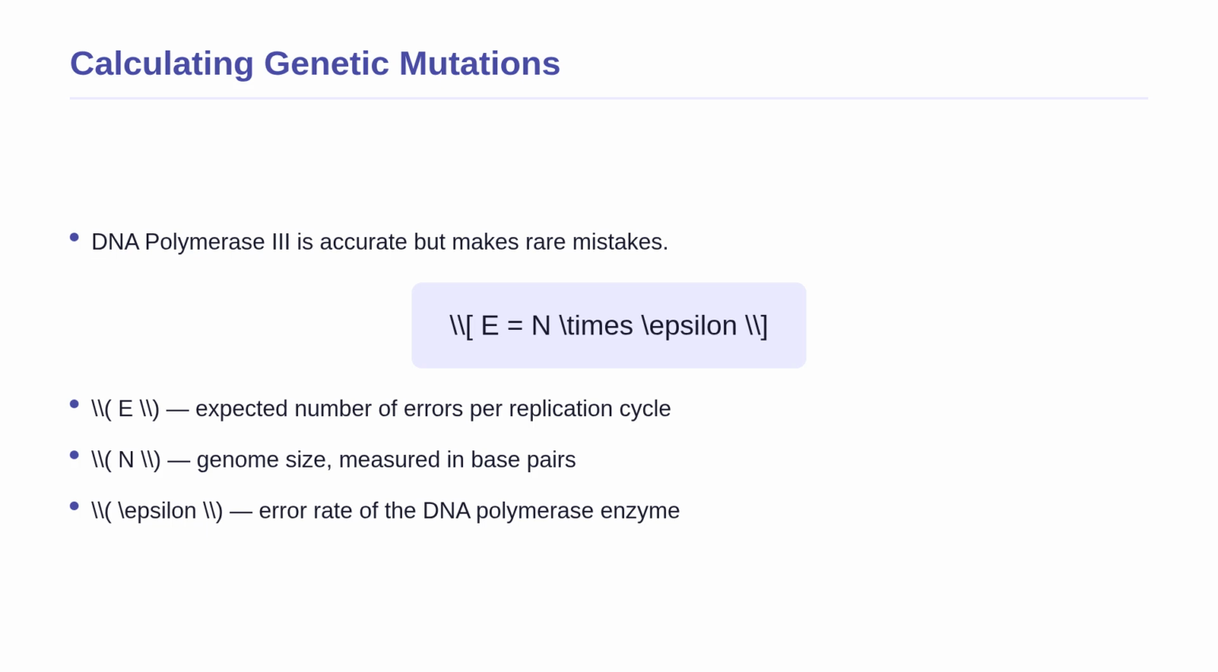N is again the genome size in base pairs, representing the total number of nucleotides that must be copied. The Greek letter epsilon represents the error rate of the DNA polymerase enzyme, which is usually a tiny fraction. By multiplying the total amount of work by the rate at which mistakes happen, we find the total expected mistakes for the entire copying job. If the genome is larger or the enzyme is less accurate, the number of errors will naturally increase.